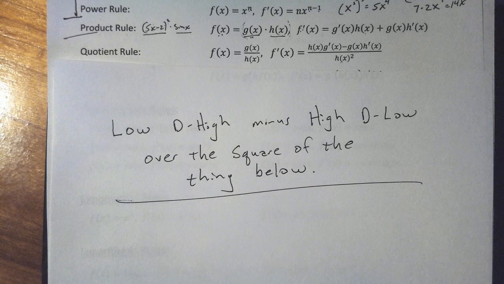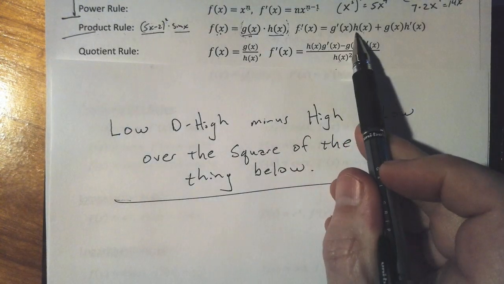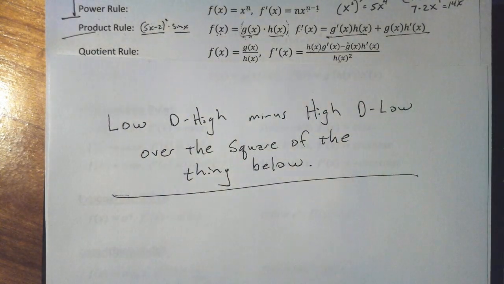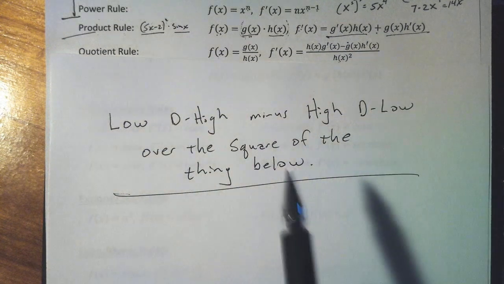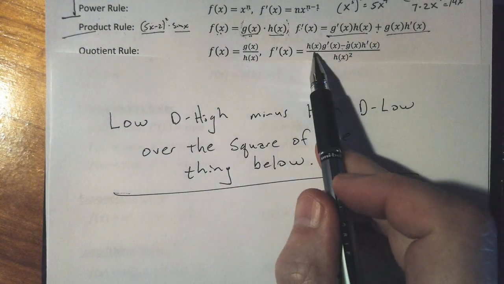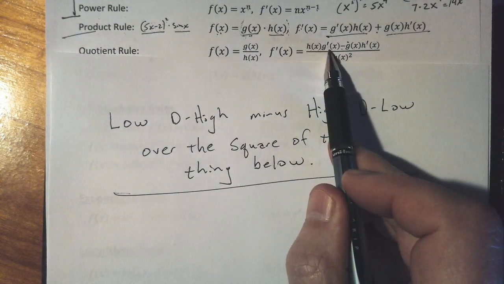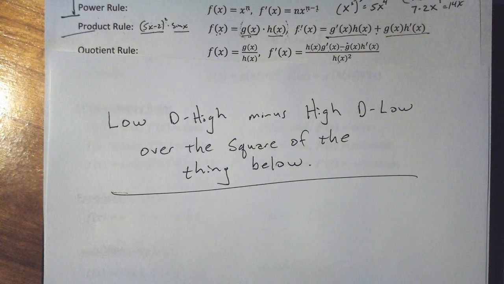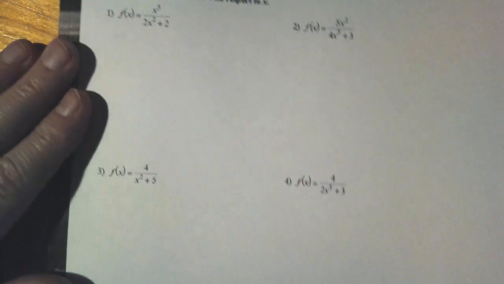The one thing that's important here is that it really doesn't matter whether we put this first or this first in the product rule. I've seen some do it both ways because we're adding, but here it makes a difference. We need the product of the low and the derivative of the high on the left, so we have to be a little bit more careful to end up with the correct answer. So low d high minus high d low over the square of the thing below, and you will hear me say that starting right now.